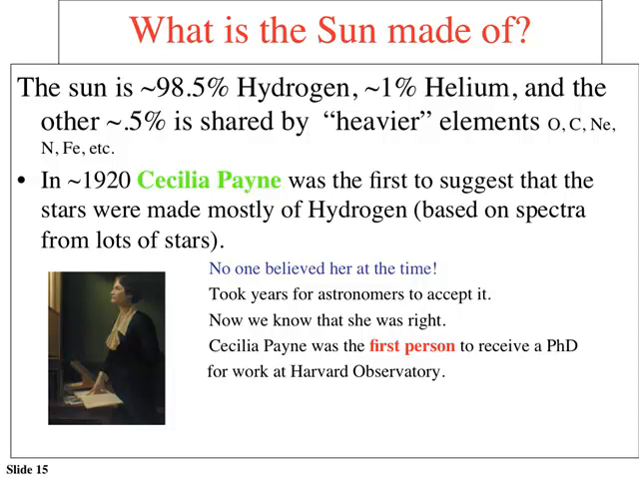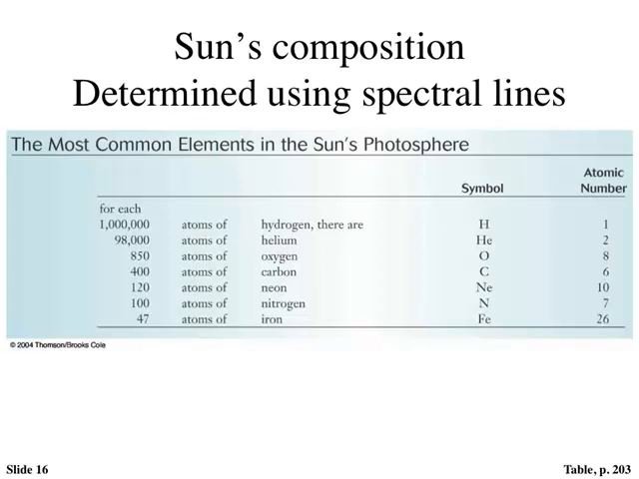Up until this time, people thought that the sun was going to be made of basically what the Earth is made of. But the Earth certainly is not majority hydrogen. So the sun is distinctly different than the Earth. For example, for every 1 million atoms of hydrogen in the sun, there are only 98,000 atoms of helium and only 850 atoms of oxygen. And as you get heavier, there's a smaller and smaller percentage of other types of atoms in the sun. So the sun has a lot of hydrogen and almost nothing else.